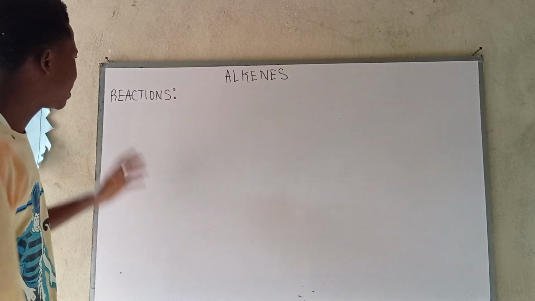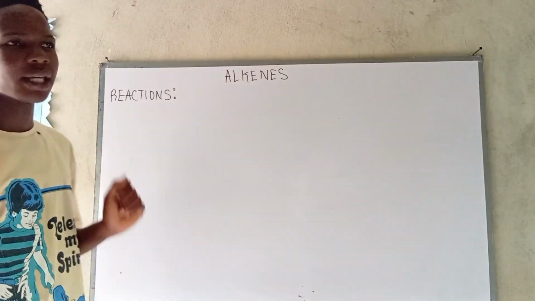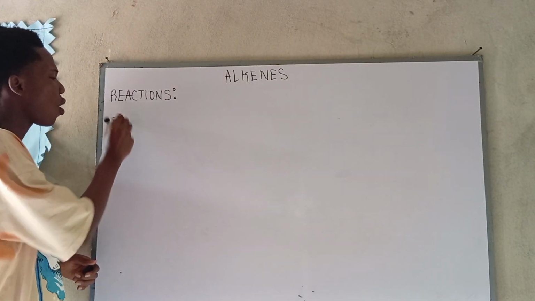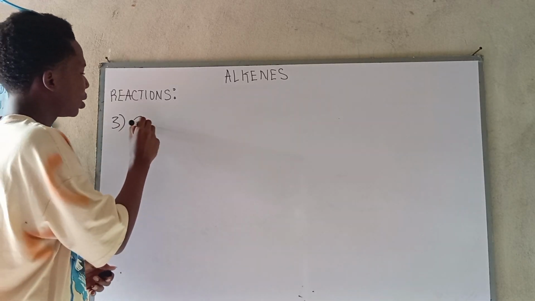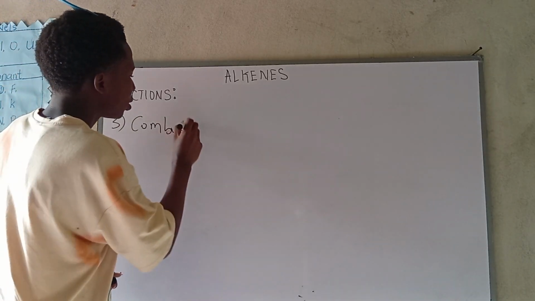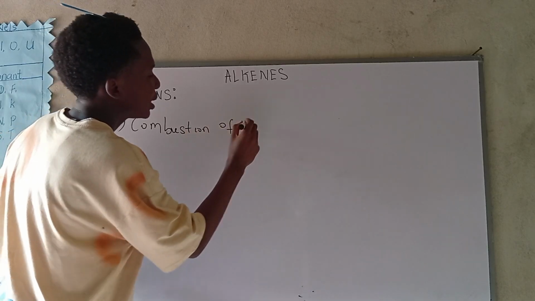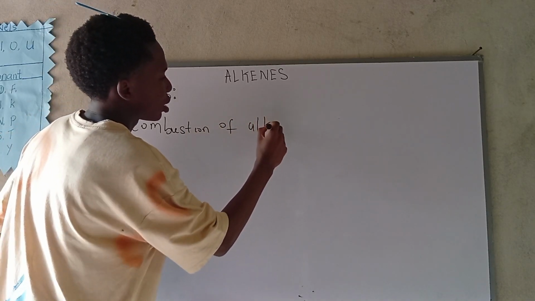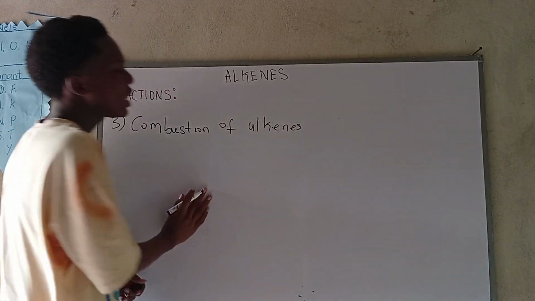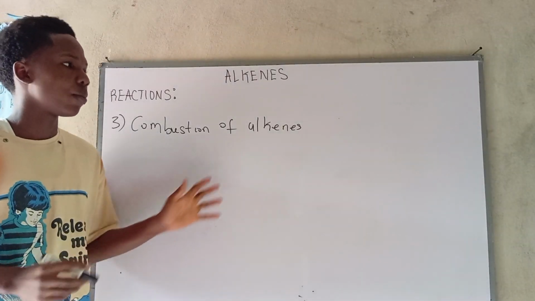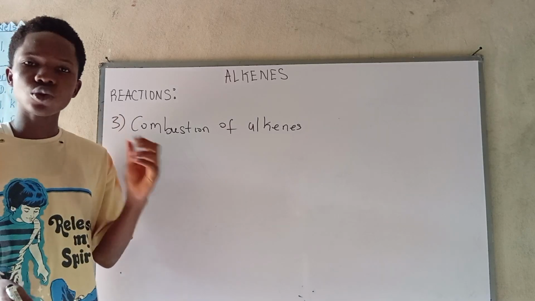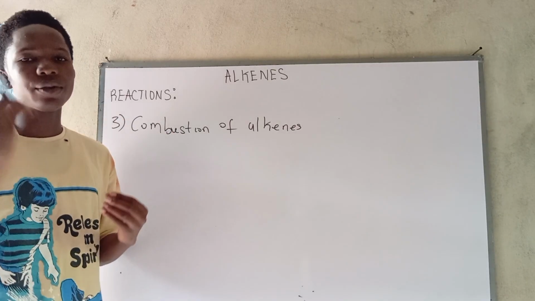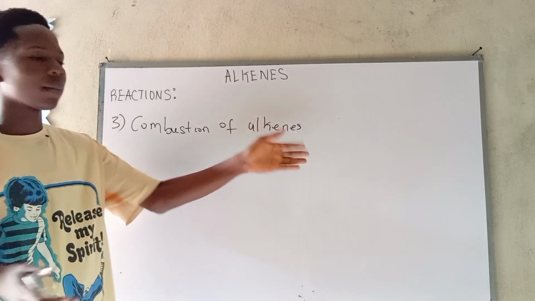Alright, still on reactions of alkenes, we can't afford to forget combustion. Now, in the combustion of alkenes, there are points I want you to note. First of all, the product of this combustion is carbon dioxide and water.